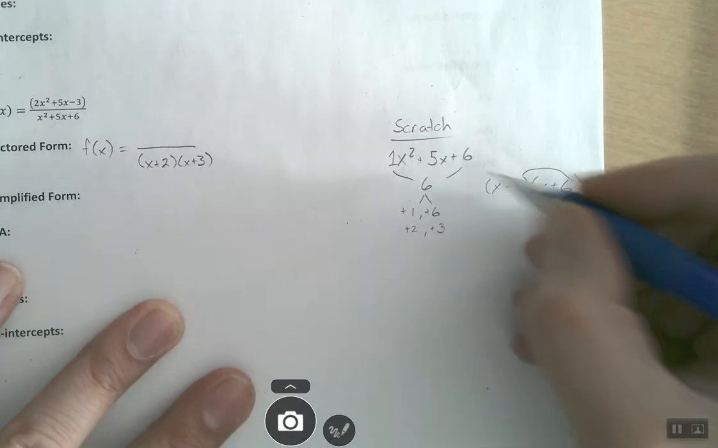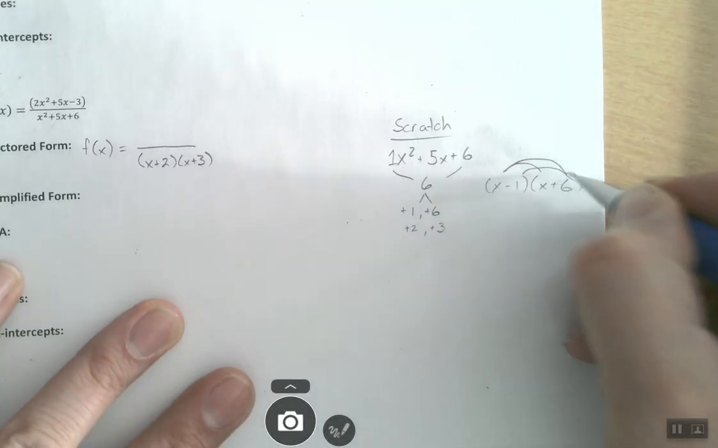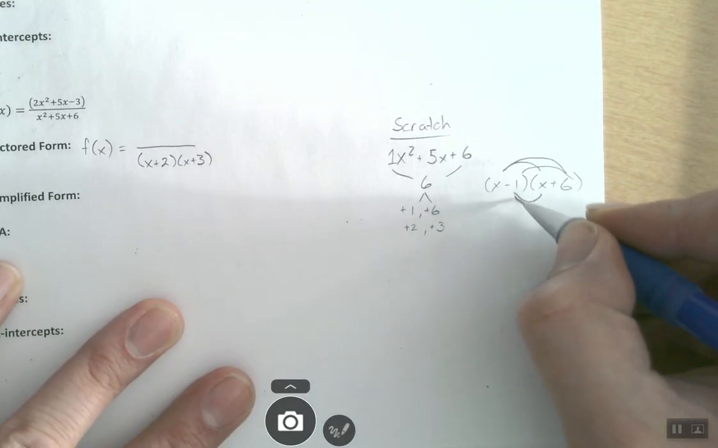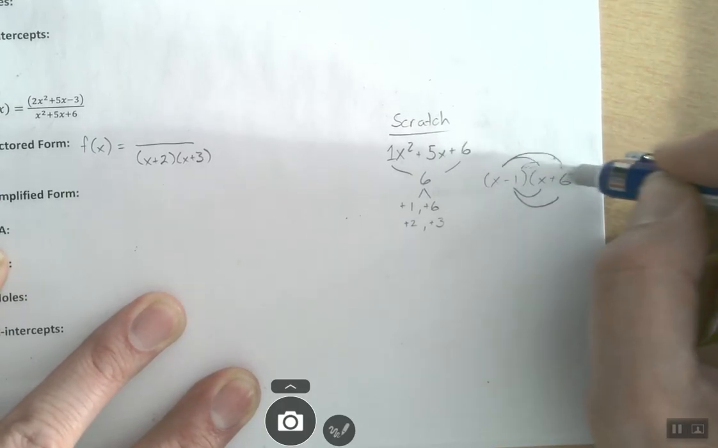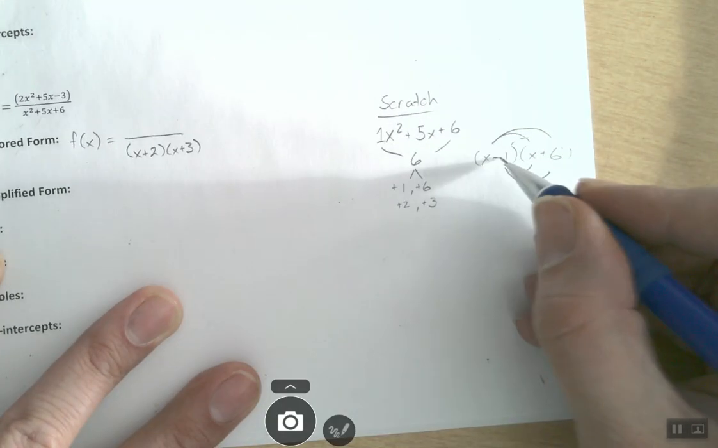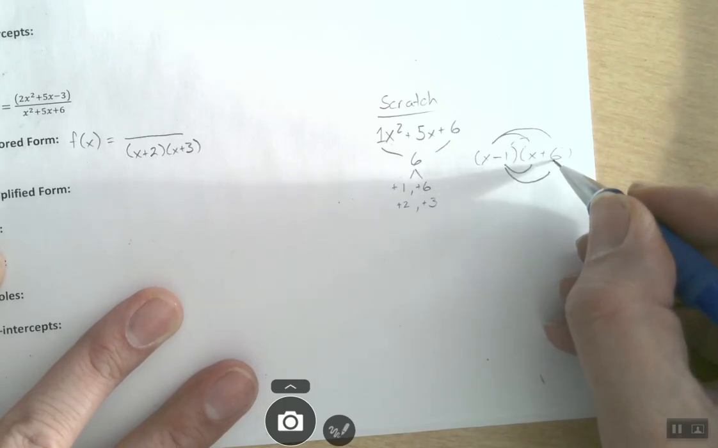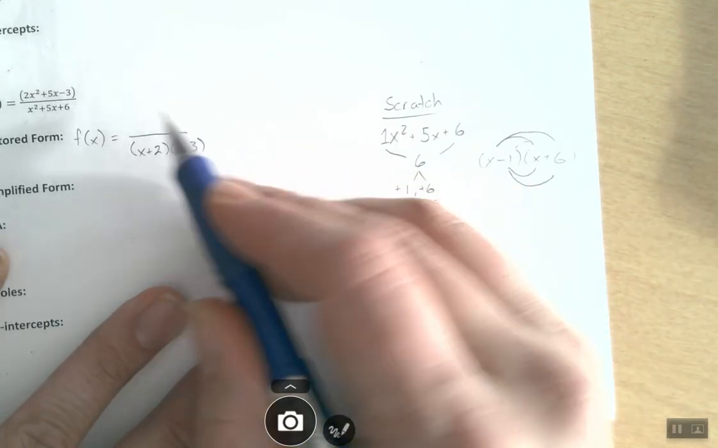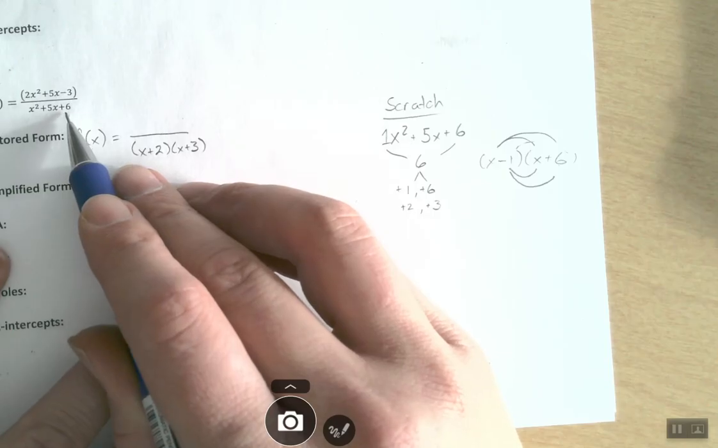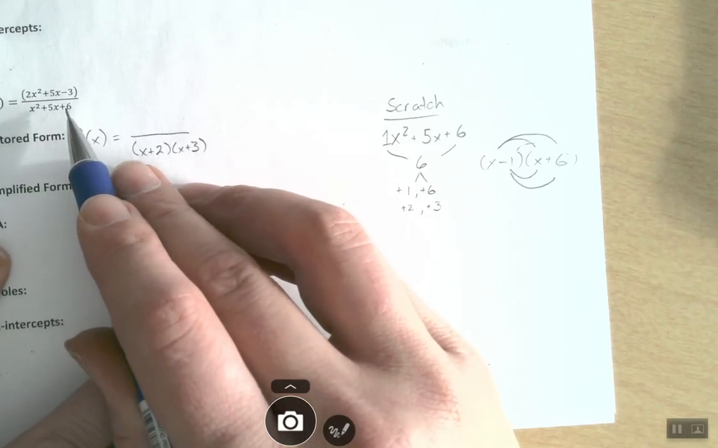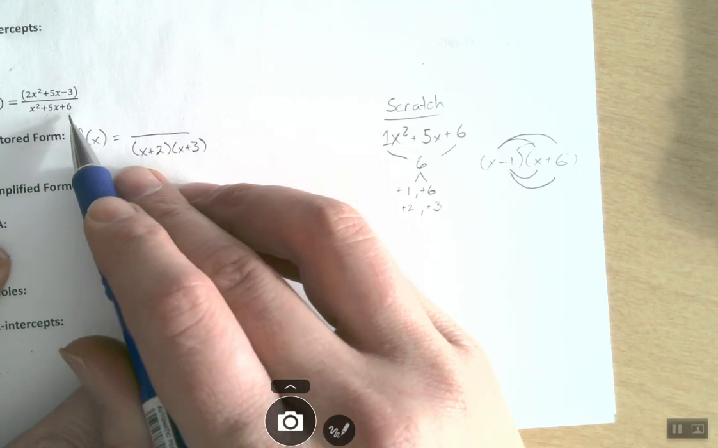When I finish FOIL, so I do x times x, and I do those, right? Then I do that, and I do this last one, and I'll get rid of this. What's the very last part of my multiplication? The last times the last. We have a negative 1 times 6, which gives me negative 6. But was our expression minus 6 at the end? That's why it doesn't work. We have to have the equivalent expression. It's just going to be looking different.